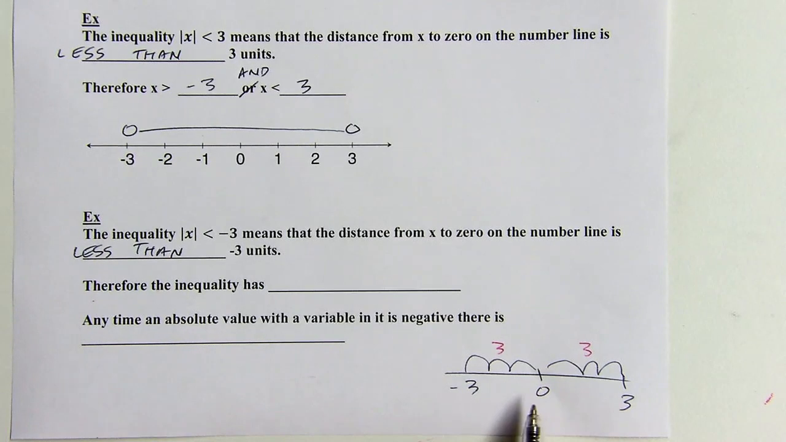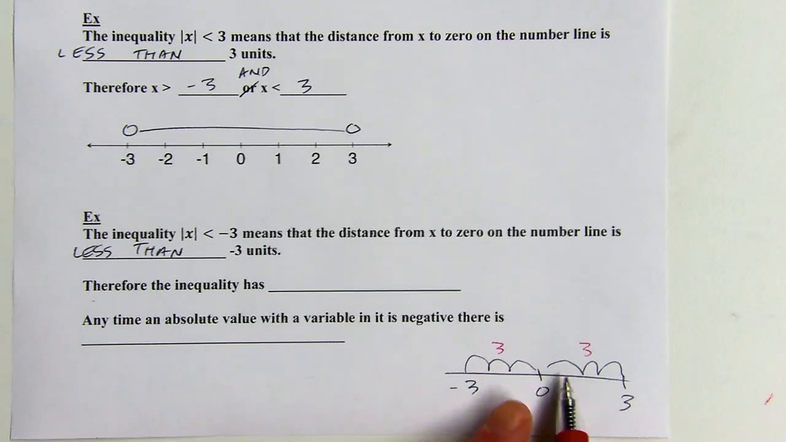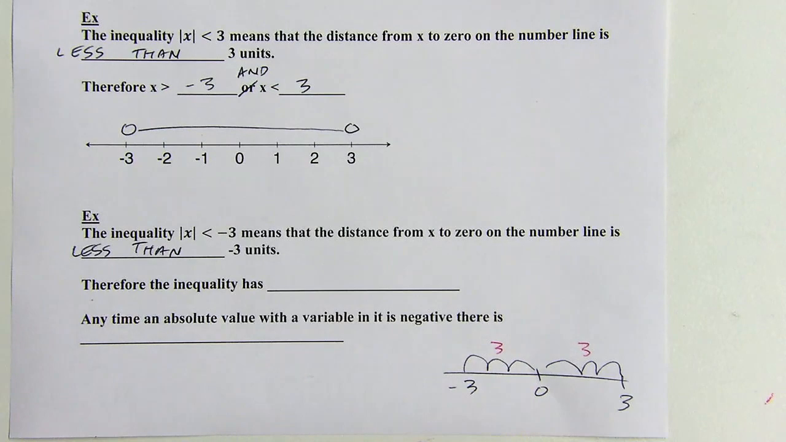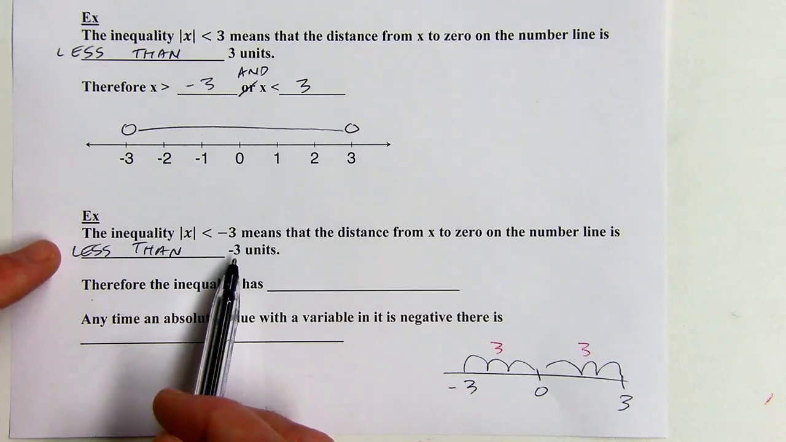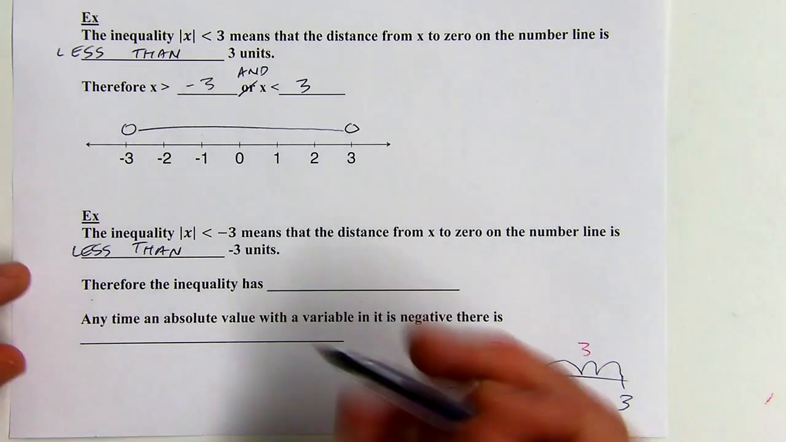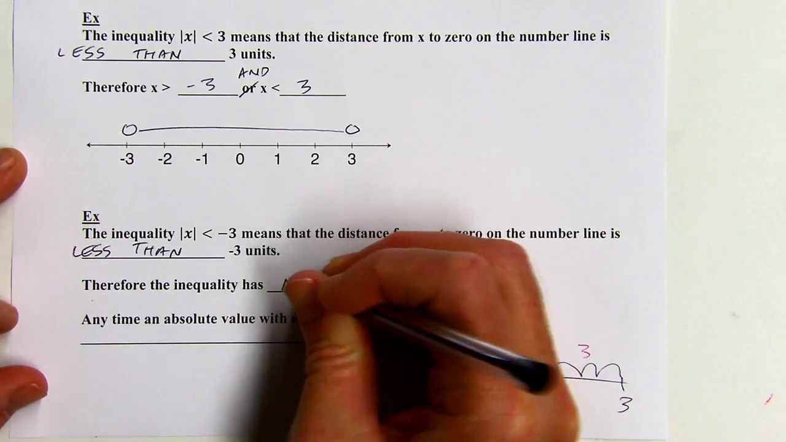If you think about it, maybe you live 3 miles away from your school. It doesn't matter if you go east to get home from school or you go west. It's still going to be 3 miles no matter what the direction is. So these distances are always positive. This is impossible because this would have to be a negative distance. Therefore, this inequality has no solution.